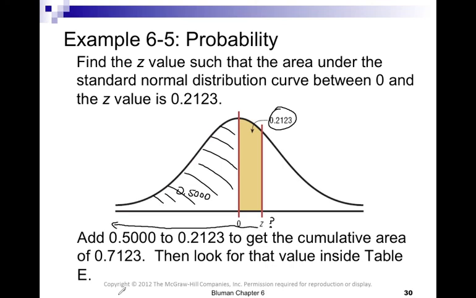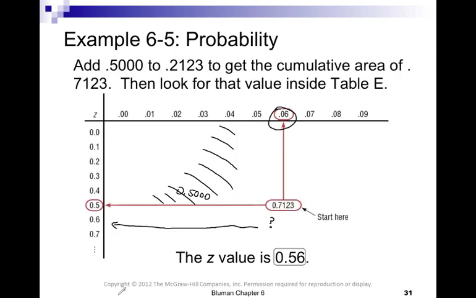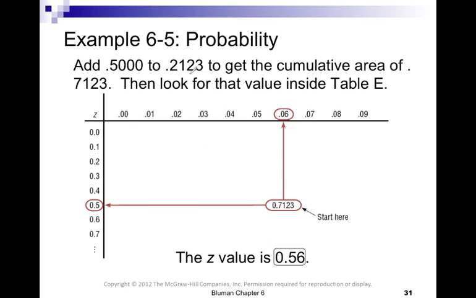These are the things you're going to have to think about as you do this. Do I have to add 0.5 to this? Do I not? What is it asking me? The math is not hard, but making sure you're answering the question can be a little tricky. In the body of the table we find 0.7123, and then we read to the left, which is 0.5, and read up, which is 0.06, and so the z-value is 0.56.